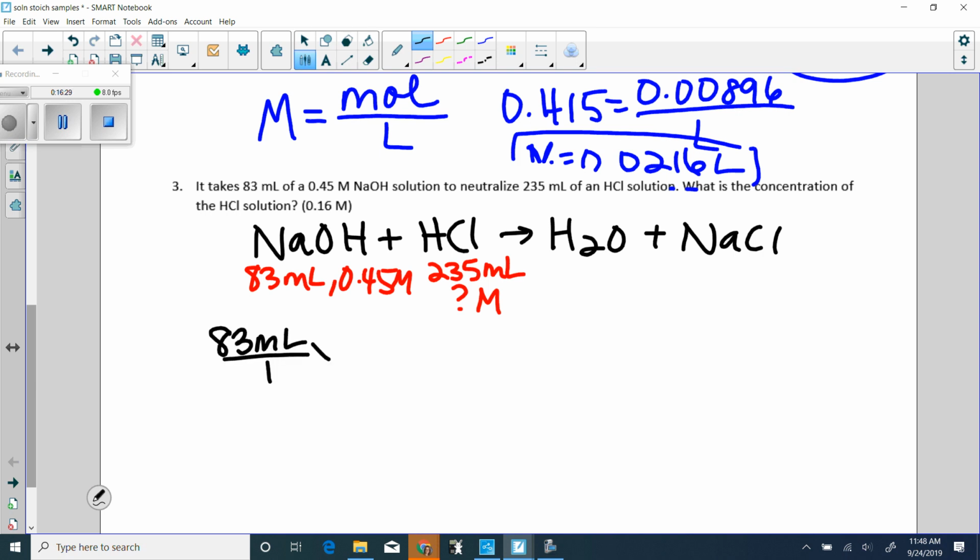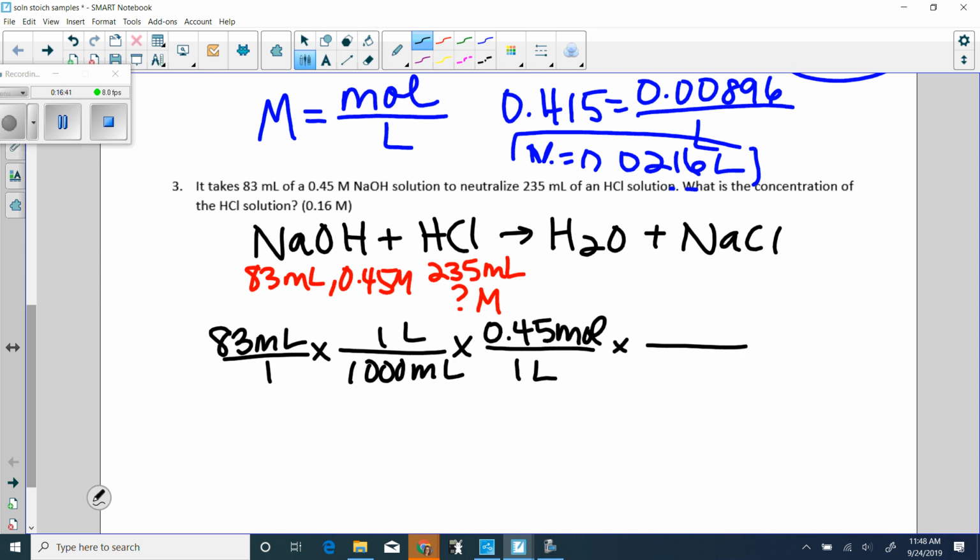Otherwise, you'll get stuck. 1,000 milliliters in 1 liter. Liters on top means liters on the bottom. We can convert our capital M into 0.45 moles per liter. And once we are at moles, we must do a mole ratio because I need to convert over to HCl. Even if it is 1-to-1, we need to show it. Otherwise, our units are not correct. And that matters for a point.